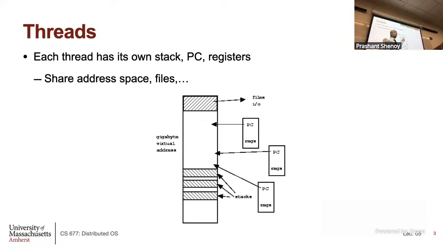Each thread has its own program counter and its own register values. And it has its own stack as well. So this thread will have this stack, this thread will have this stack, but they share the heap. They share the code segment. The stack is unique to a thread, and registers are unique to a thread. This is something you want to keep in mind.